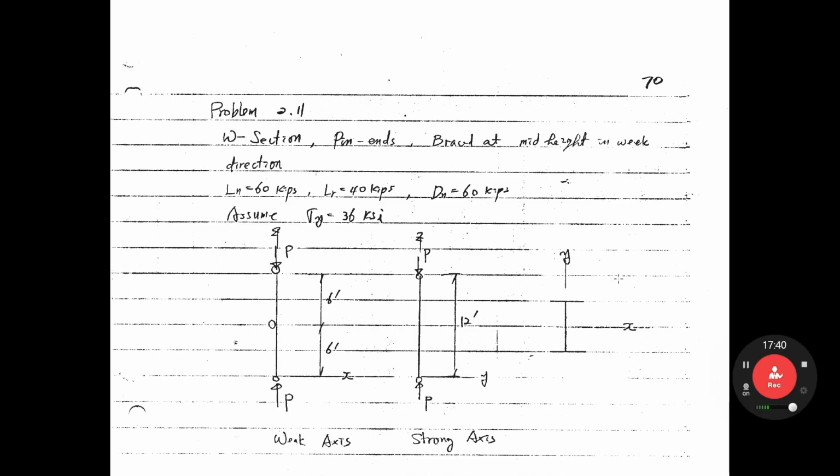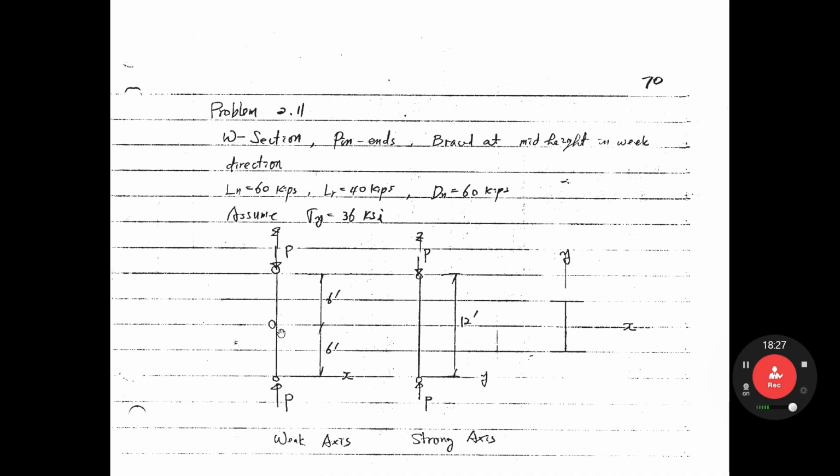I would like to show some example for your understanding of the design curve. That is problem 2.11, W section. In Korea, we call it the H section. In America, W section. W means this flange is wide, so wide flange section. So the name is W section. Narrow flange section is called I section in America.